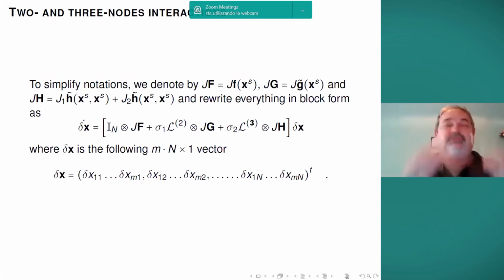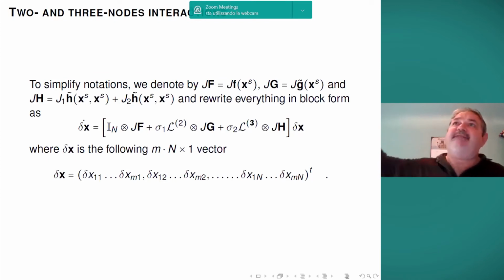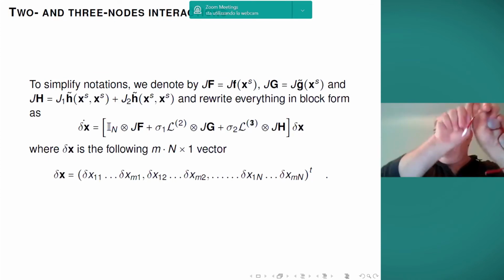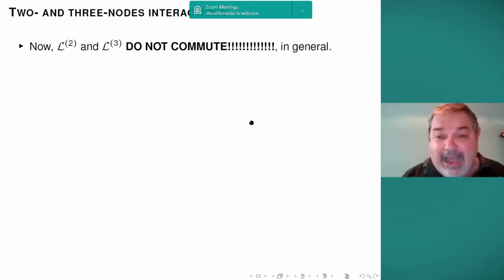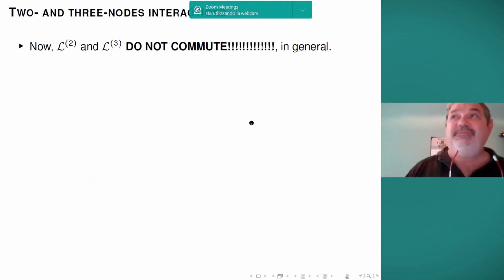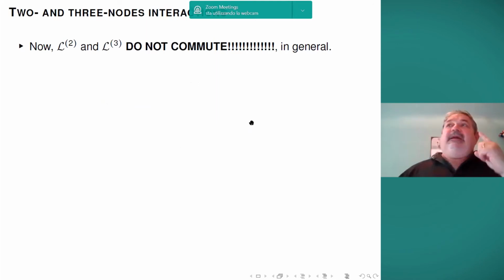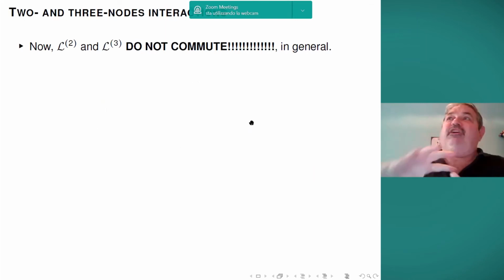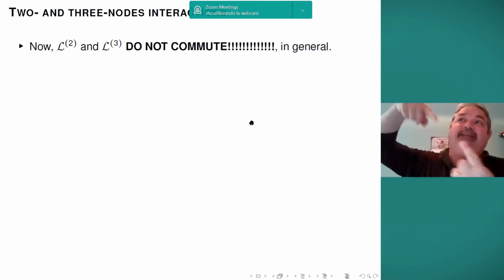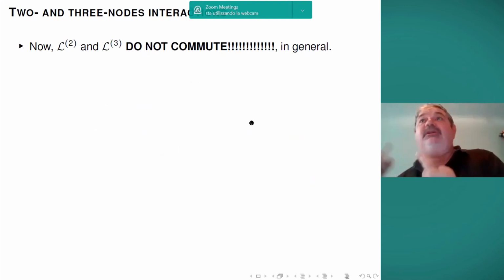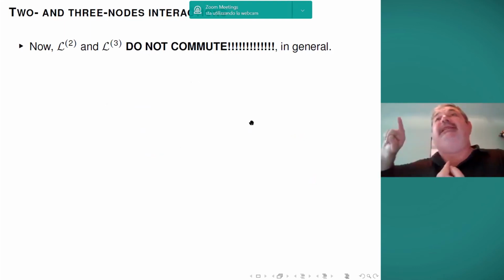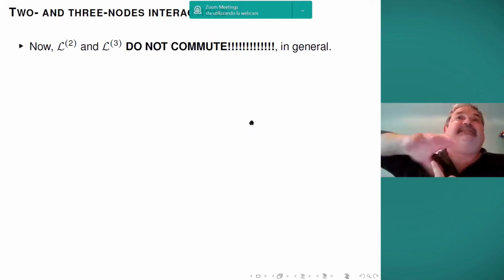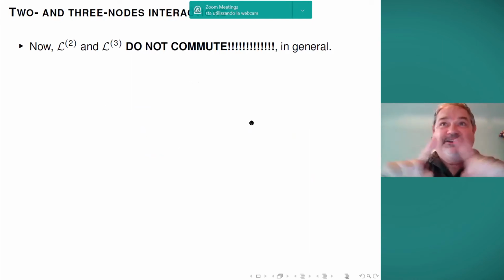They're both zero-sum matrices, so they both contain lambda 1 equal to 0 as an eigenvalue, and the corresponding eigenvector points to the synchronization manifold. But in general they don't commute. So the eigenvectors from v2 to vn of the Laplacian L2 form a basis of the tangent space. On the other hand, the eigenvectors v2 to vn of L3 also form a basis of the same space, but the two bases are different.